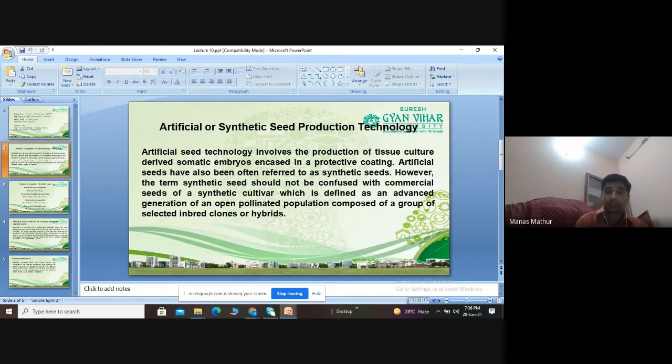However, the synthetic seed should not be confused with the commercial seeds of a cultivator, which is called the advanced generation of an open pollinated population composed of a group of inbred clones or hybrids. It means a commercial cultivator uses this term artificial seeds in another perspective. But for a biotechnologist, artificial seed is a synonym of synthetic seed, right? So it is different for the cultivator, meaning the breeder, and different for biotechnology.